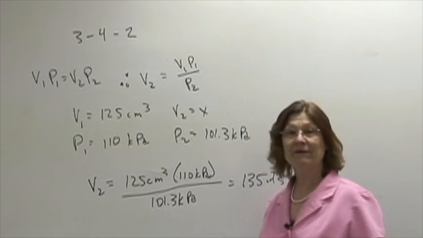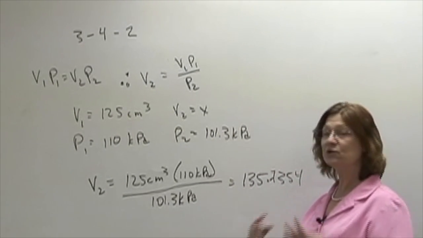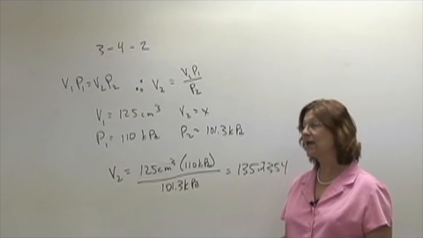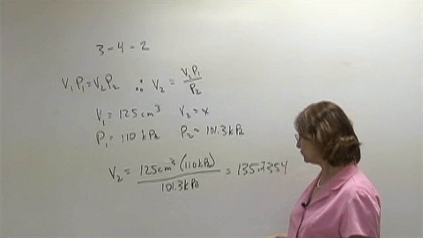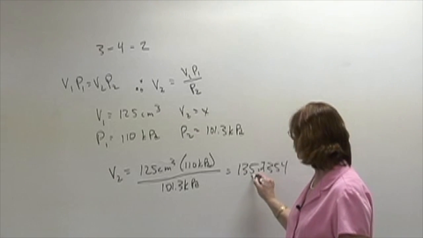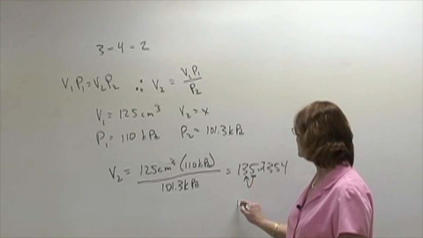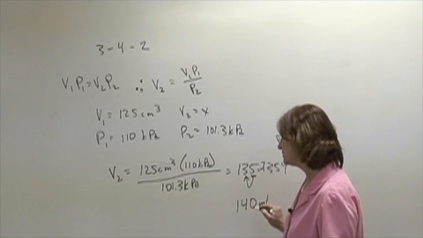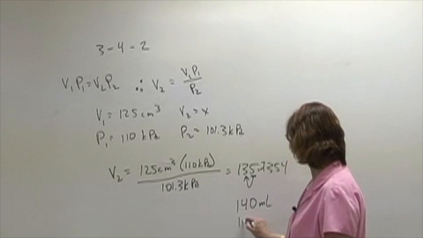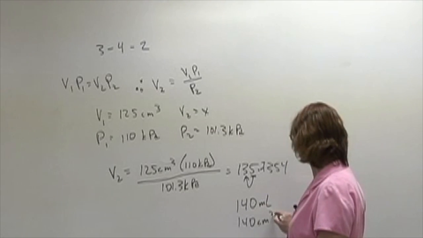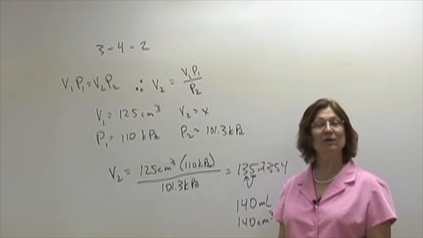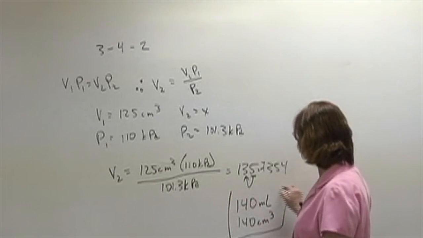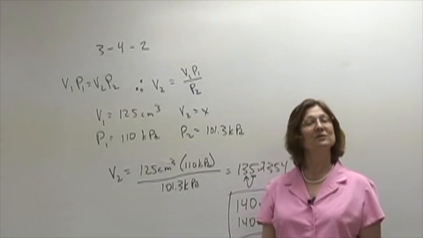135.7354. And my final answer, I have to look back to my original problem and find the number with the least number of significant digits. And that would be 2. Therefore, my 5 rounds the 3 up, and my final answer is 140 milliliters, or centimeters cubed, because they're the same value. 1 milliliter is 1 centimeter cubed. And that would be my answer for this problem on Boyle's Law.